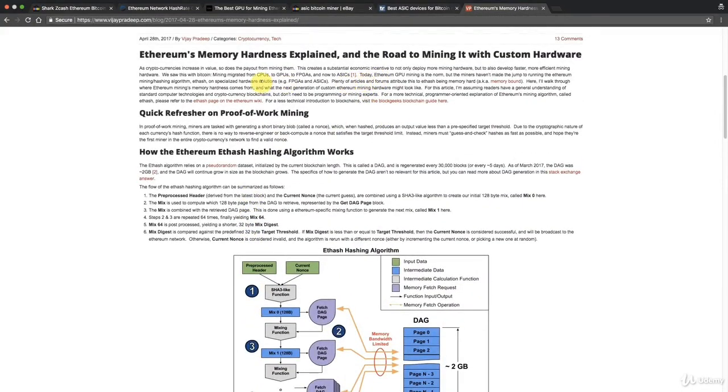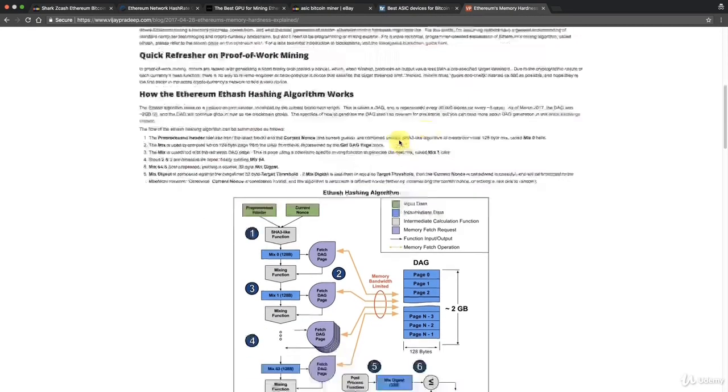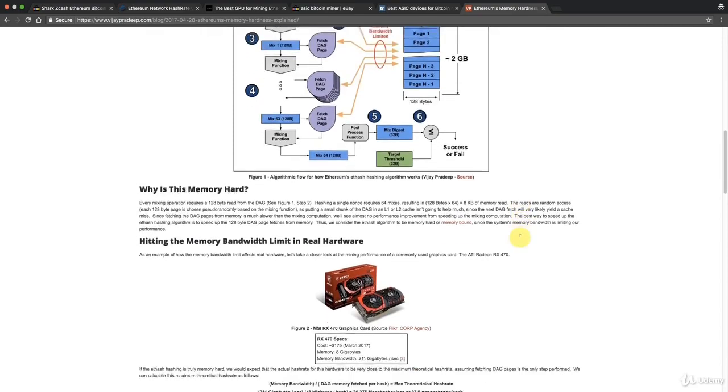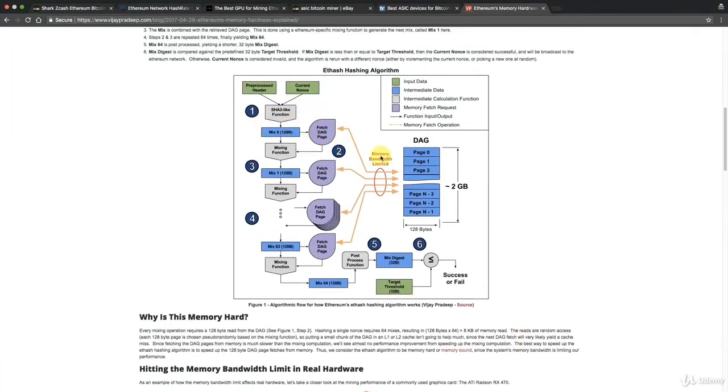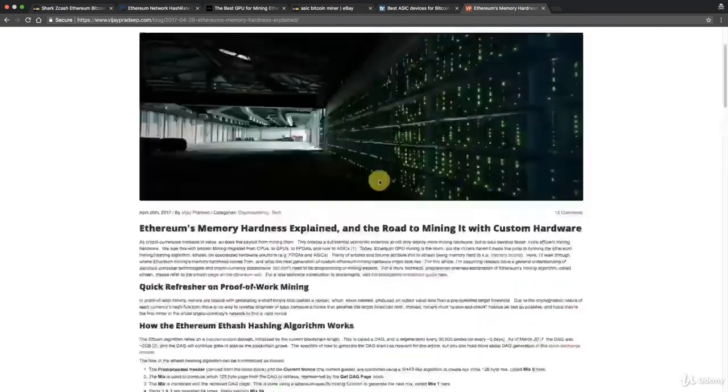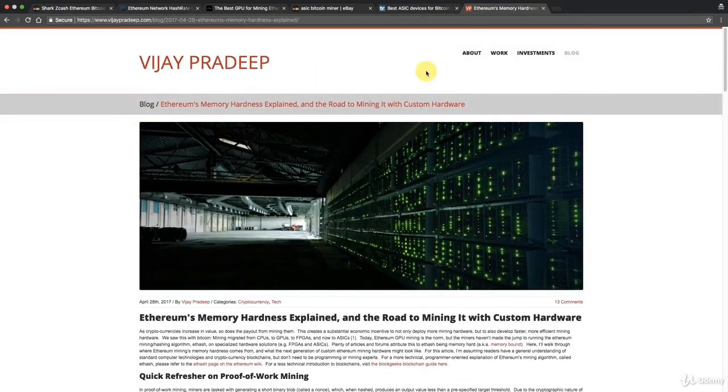why Ethereum is called a memory hard or memory bound type of hash, that it actually has to access memory, this DAG file, in order to pull out the pages to calculate its hash, and that's where the bandwidth is limited. So if you want to learn more about the Ethereum hash, which is ETH hash, then check out this article.